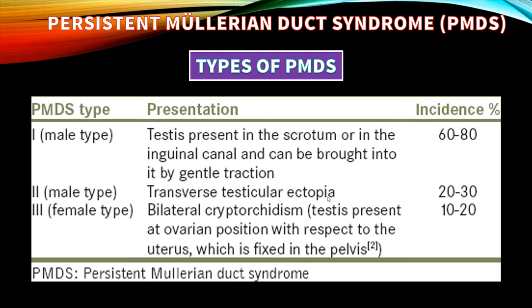Its incidence is 10 to 20%. It shows bilateral cryptorchidism. The testes are present at ovarian position with respect to the uterus, which is fixed in the pelvis.